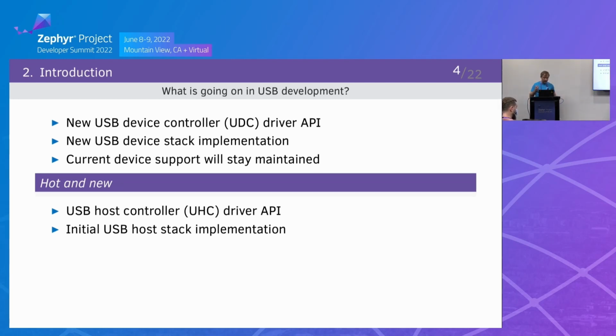What's hot and new this year is initial USB host support, which contains a USB host controller driver API and an initial host stack validation, which is very simple.